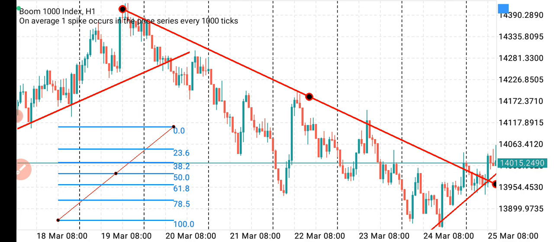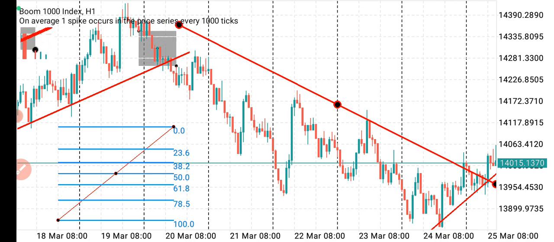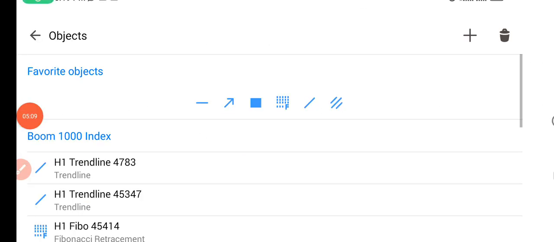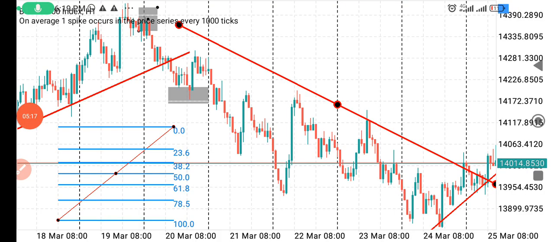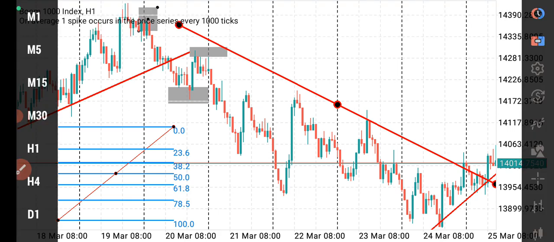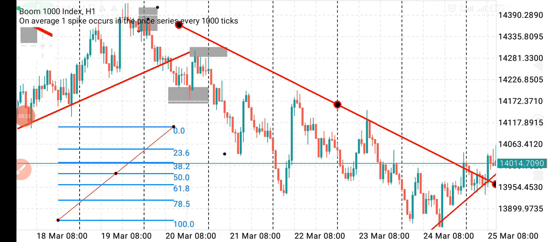First, we have this first high that was formed up there. Let's assume that is the high. Then we have this low. After that we have this lower high. Remember, it's a downtrend. We have this lower low that was formed here.